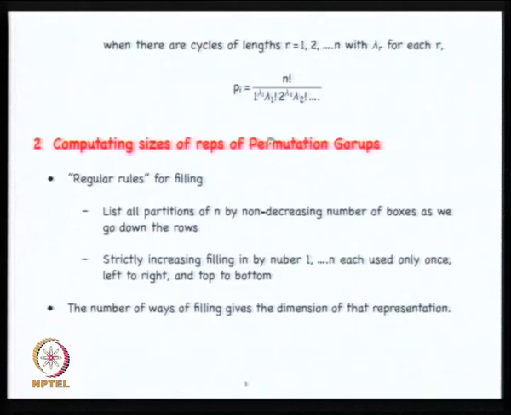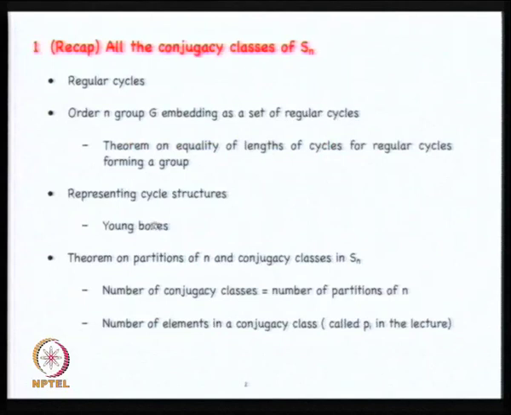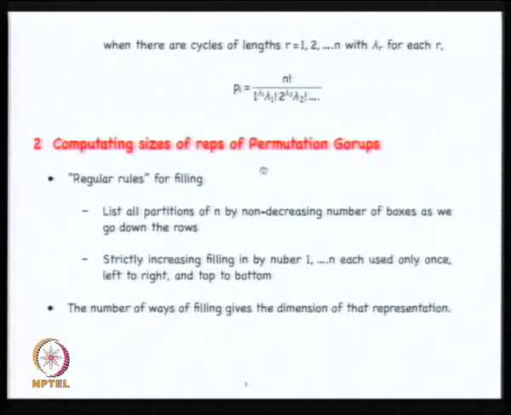So, now I go on to this second part, representing cycle structures through Young boxes, and we will see that one conjugacy class basically stands for one irrep. There is a correspondence between the number of irreducible representations and the number of conjugacy classes. So, first we represent the conjugacy class using a Young tableau, and then we say how to calculate the dimension of the irreducible representation associated with that particular class.